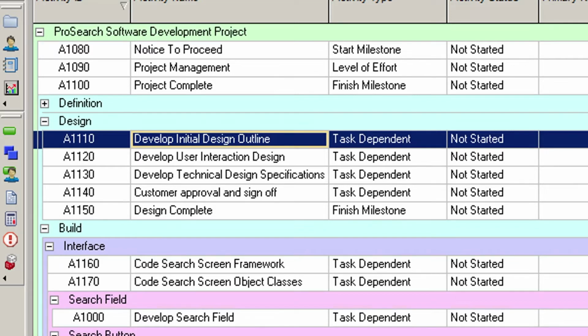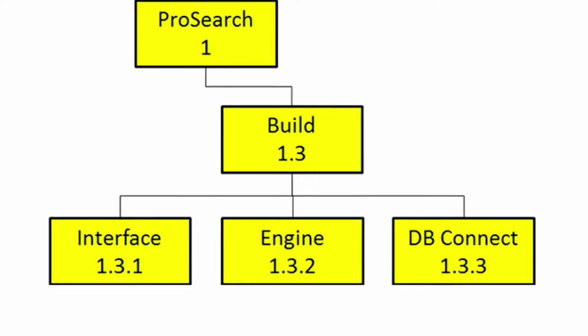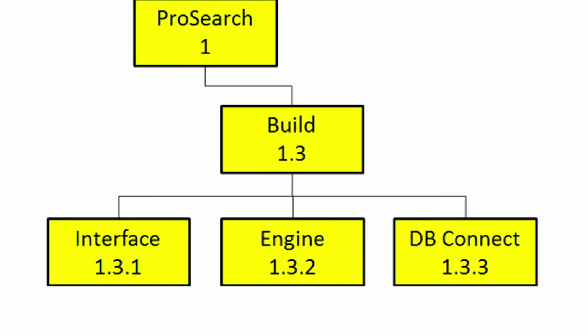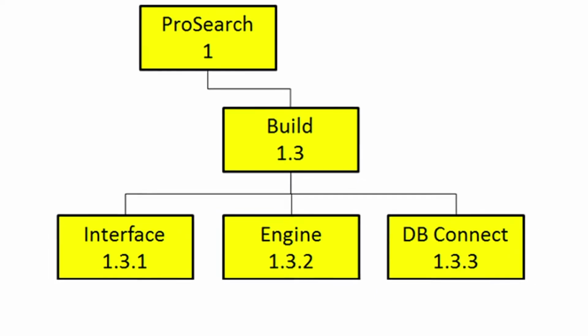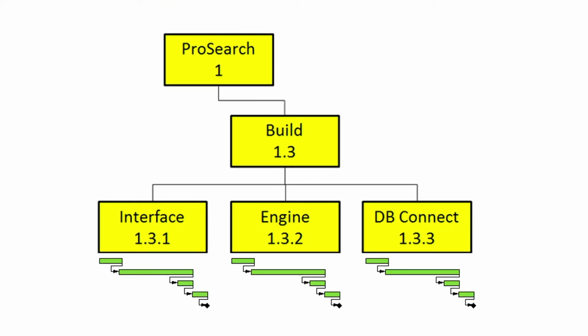Let's focus for a moment on just one branch of our ProSearch example WBS, the 1.3 build branch. This branch terminates at level 3 of the WBS, with the interface, engine, and database connect elements. These tell us what to deliver, but nothing about the work needed to achieve that deliverable. We need to create activities below the WBS in order to provide that detail.